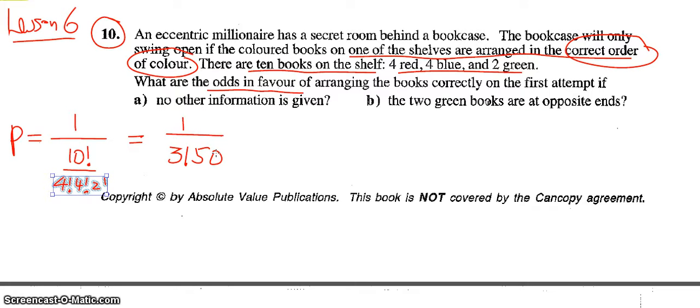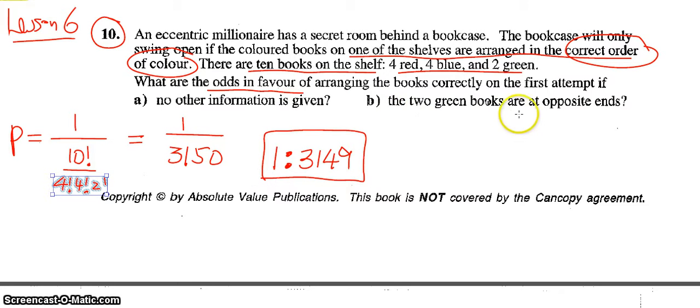Now you put odds in favor. So you need to subtract, right? You can turn any probability into odds, which is 1 to 3,149. Which means one chance is correct, and the other 3,149 chances is not the correct order. So that is the answer for part A.